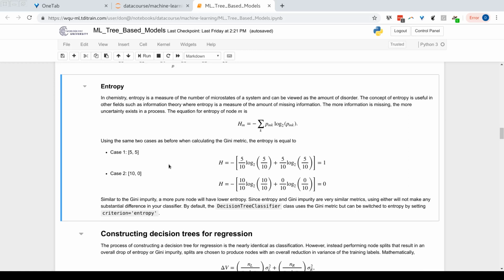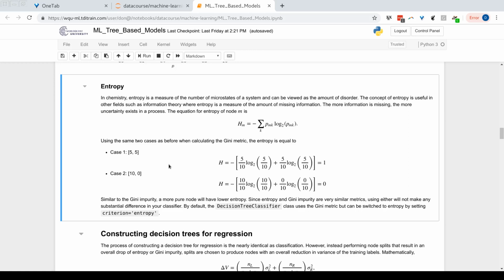On the other hand, if we have a node in which all the observations belong in one class, then its entropy will be very low. In fact, it will be 0. So there is no entropy here, there is no disorder, there is no missing information. You could think of a node in which all your observations belong in the same class. There is no uncertainty there. They all belong to the same class.